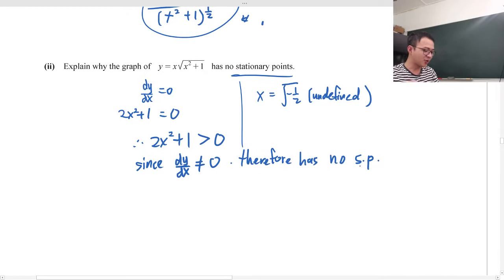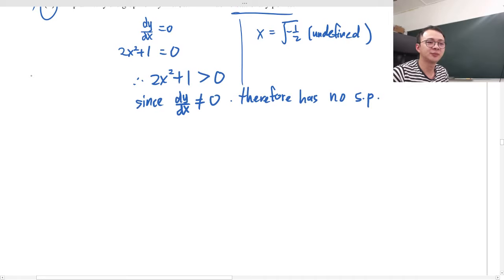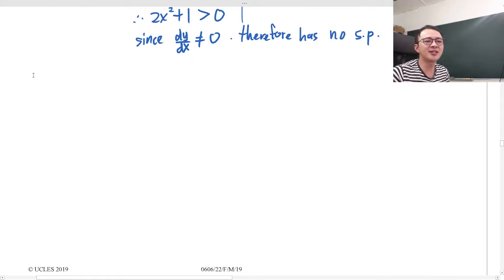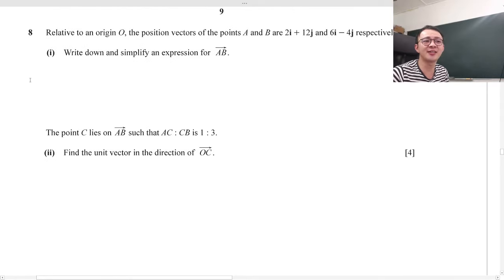So since 2x squared plus 1 cannot equal 0, therefore dy dx equals 0 doesn't exist. So therefore there's no stationary point. If dy dx cannot equal 0, therefore there's no stationary point. Right? So I say this kind of question is considered quite hard, because there is a lot of explaining part here. As long as your explanation makes sense, you should easily get the mark here.